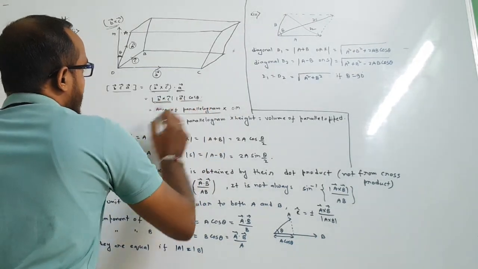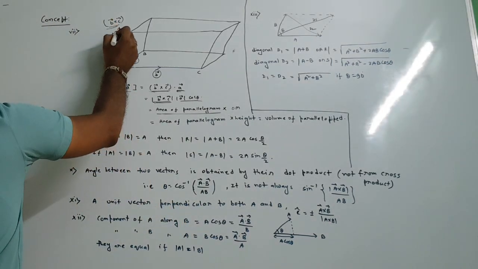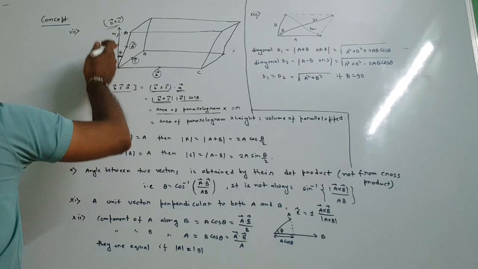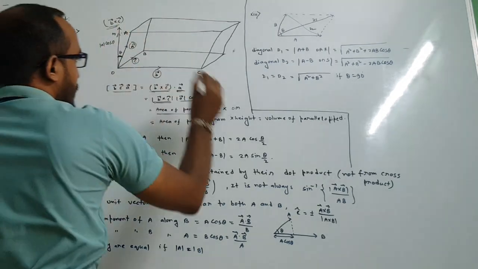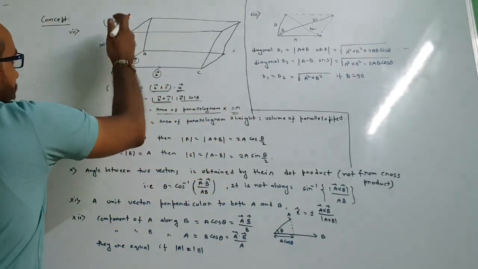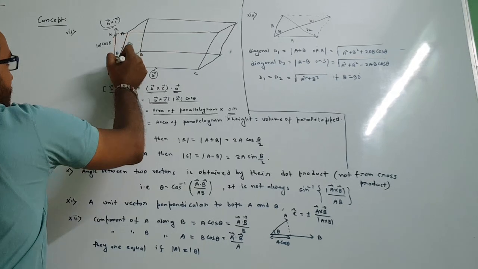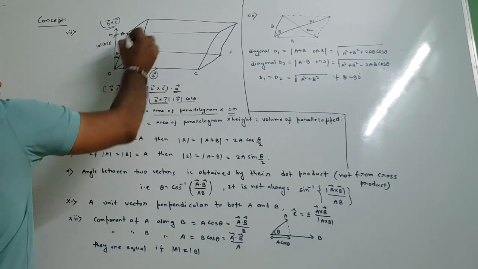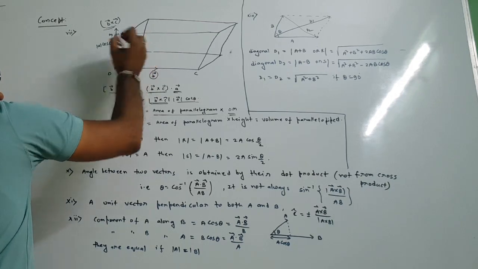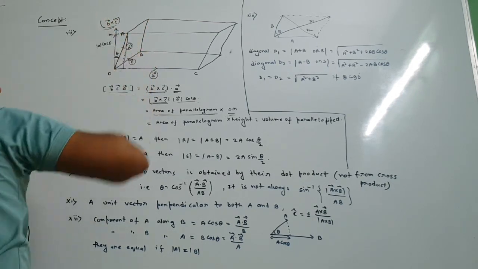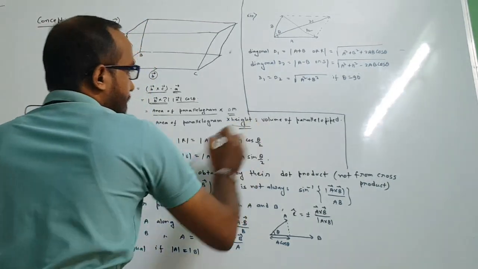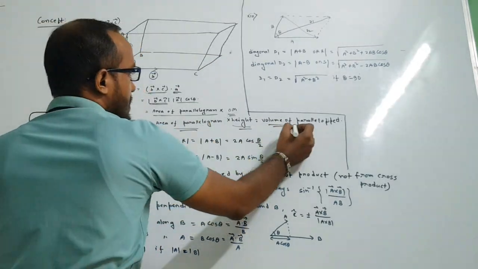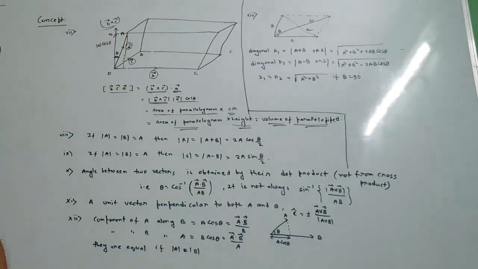Now mod A cos theta is the component along B cross C. So this is OM. Now what is OM? OM is the height, right? You see, this is the perpendicular component, so this is the height of the parallelepiped. So height into area represents volume. Now this is the volume of the parallelepiped.